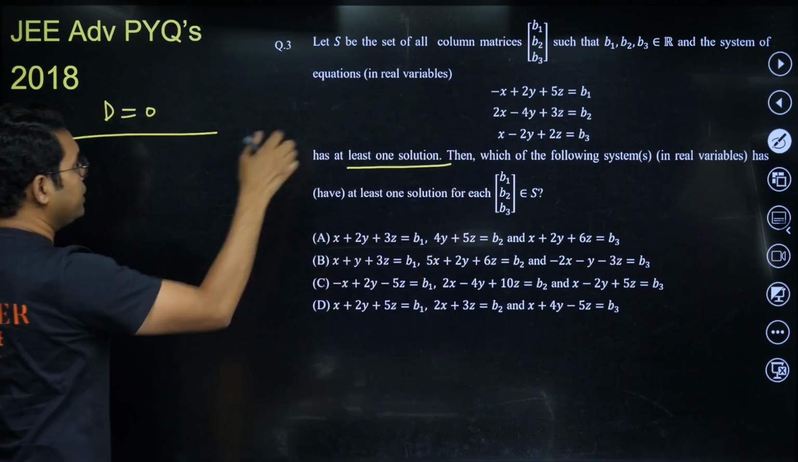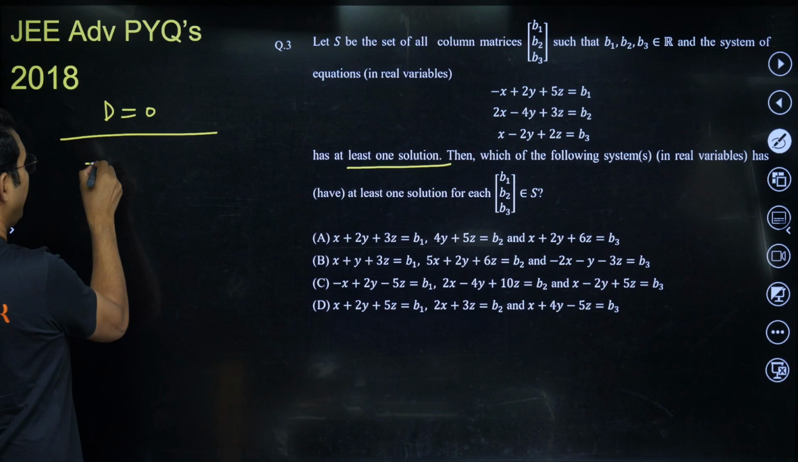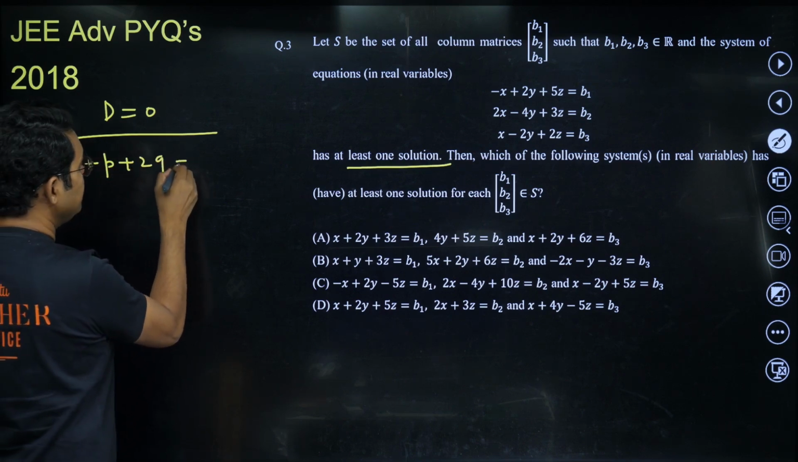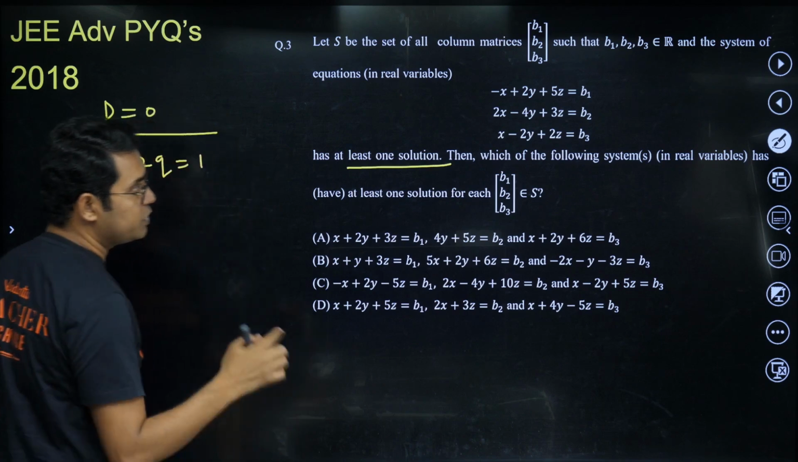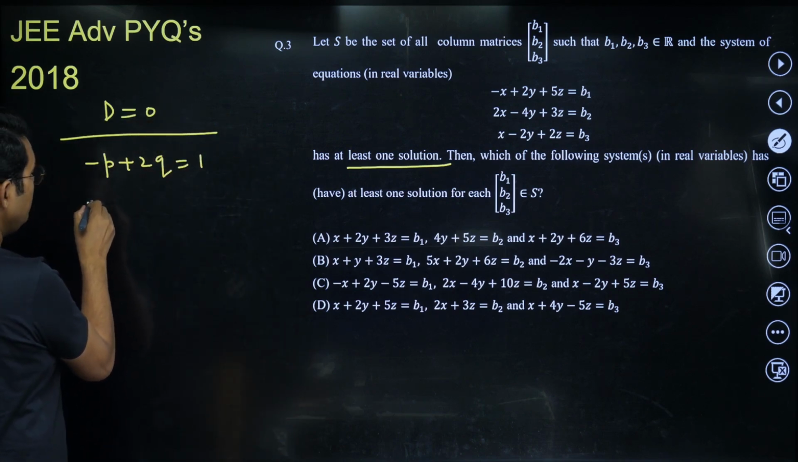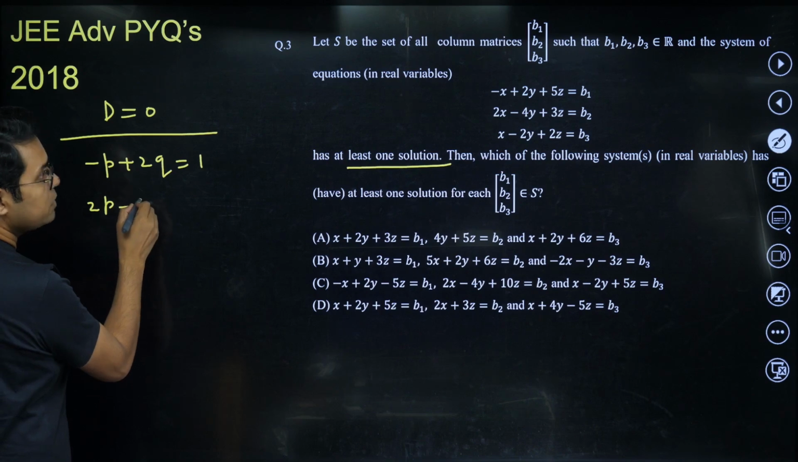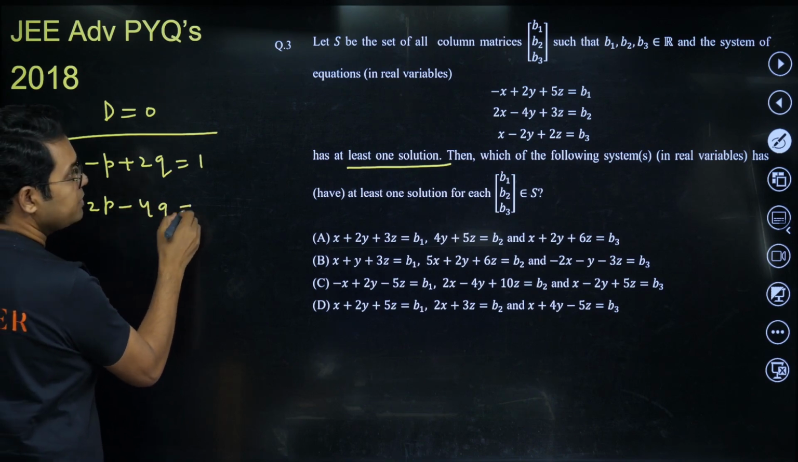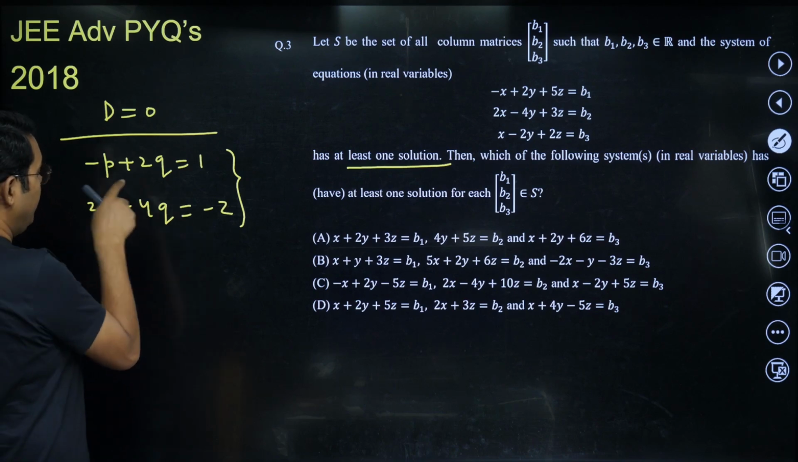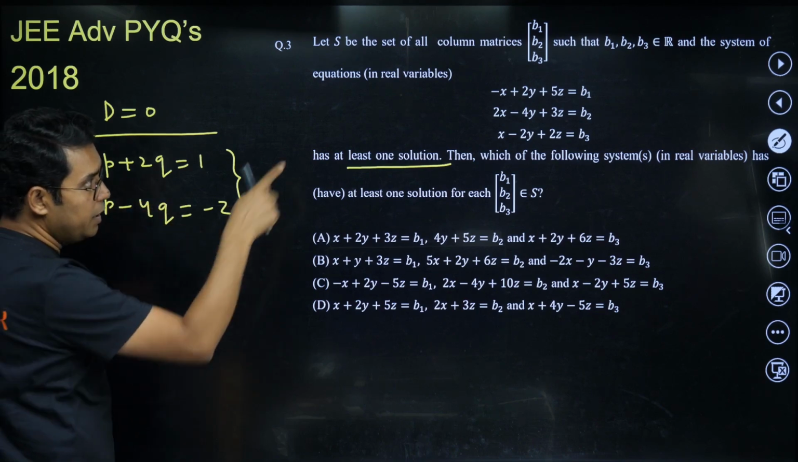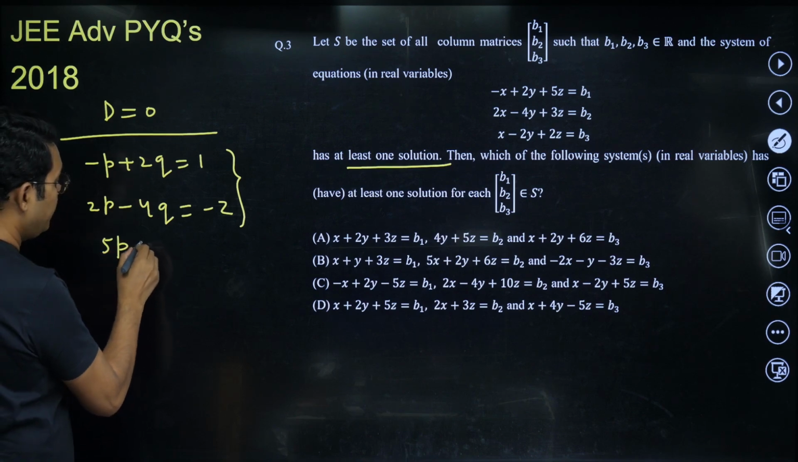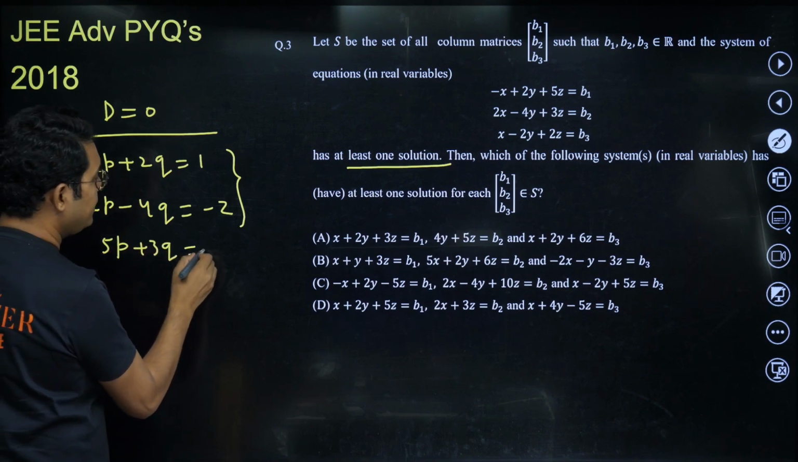So for X, the coefficient of X will be minus P plus 2Q is equal to 1. For Y, if you check, it will be 2P minus 4Q is equal to minus 2. In fact, these two are the same equations. You can check, we have multiplied this by minus 2 only. For the third one, this is 5P plus 3Q, and that is equal to 2.